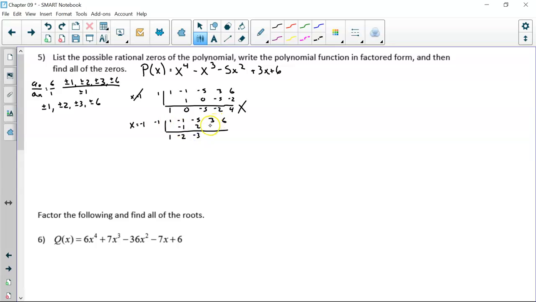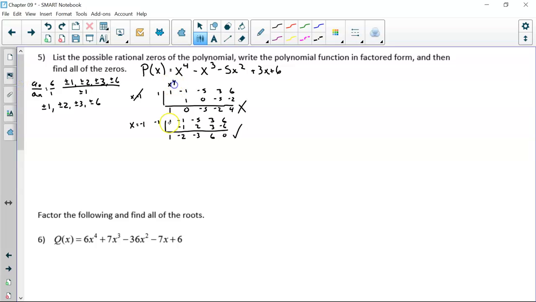Negative 1 times negative 3 is positive 3. When you add, you get a 6. Negative 1 times 6 is negative 6. You add, you get a 0. That one did work. So then you'd actually just keep going. All right, so I tried 1, negative 1. Now I would try 2, because I need to get down to a smaller polynomial.